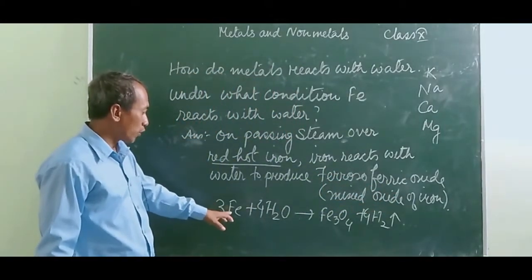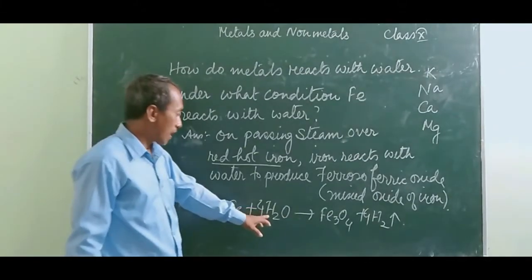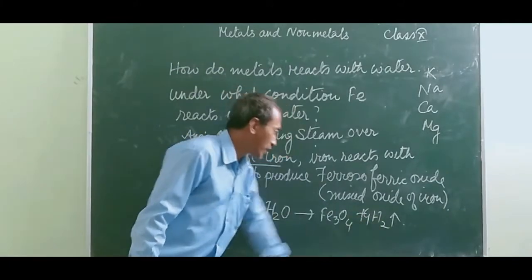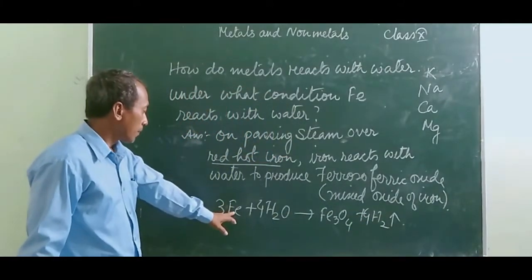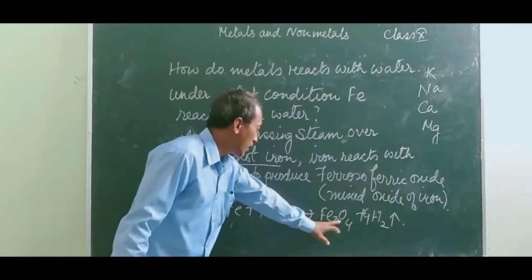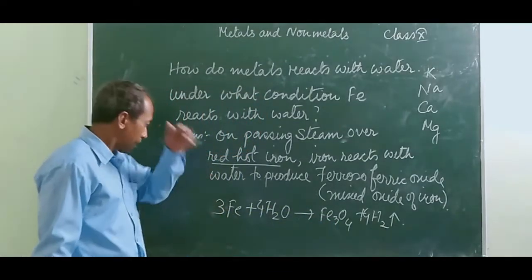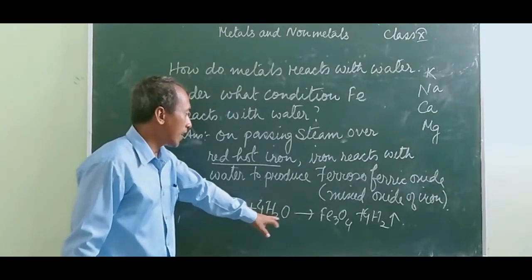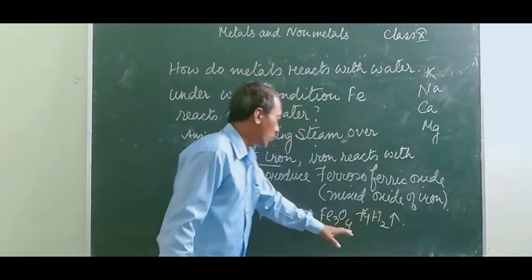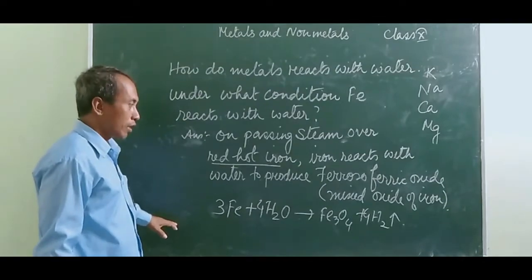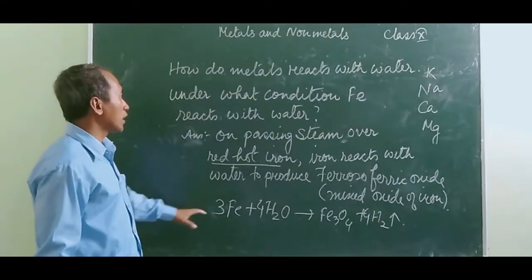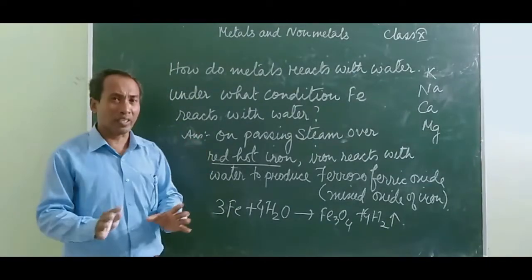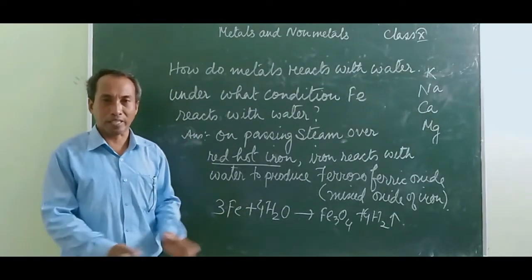So the reaction is as follows: iron plus water gives you mixed oxide of iron plus hydrogen gas. So here iron, here 3, so you multiply with 3 here, and here oxygen is 4, so you multiply with 4, hydrogen becomes 8, so you multiply with 4 here, so the equation is balanced. So in this way different metals react with water at different conditions.